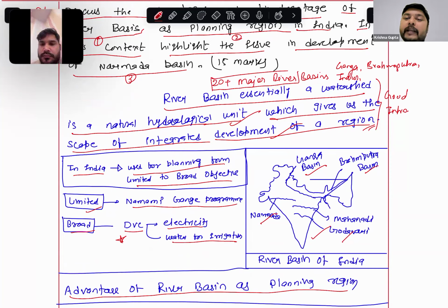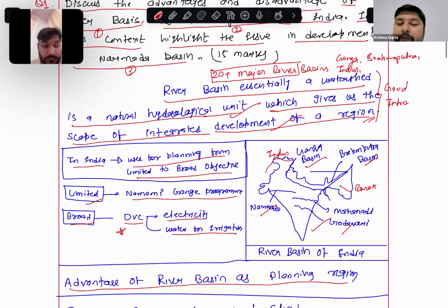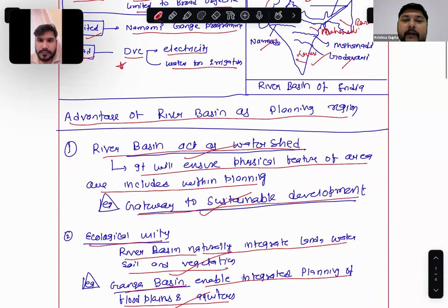With respect to 20 plus river basins, we also have Barak, then we have Indus, Kaveri, then here is Mahanadi, etc. So various basins we have covered here. Now what we will see here is the advantages.